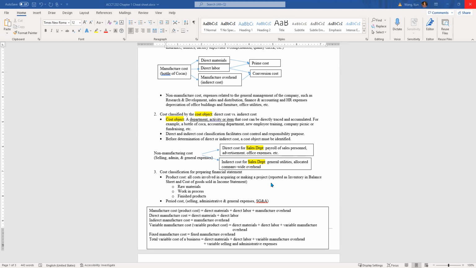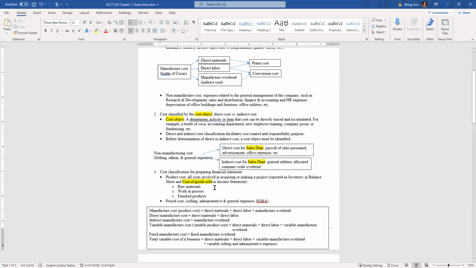To summarize, at the end of the accounting cycle, all of the costs involved in acquiring or making a product will be disclosed in the financial statements. Either they are reported as inventory in the balance sheet, so on the balance sheet we have inventory assets, or the costs related to sold inventories will be disclosed as the cost of goods sold in the income statement.